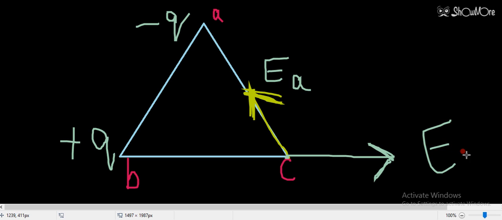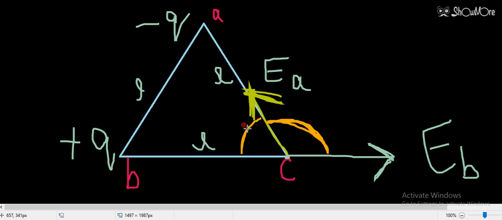So both the vectors are equal. EB and EA have the same magnitude because the distance is the same, L and L, for an equilateral triangle, and the magnitude of charge is Q here and also Q here. You do not consider the negative sign when taking the direction. Now see what will happen. These two vectors are equal, and the angle between them you have to find. This inner angle is 60, so the outer angle will be 120 degree.